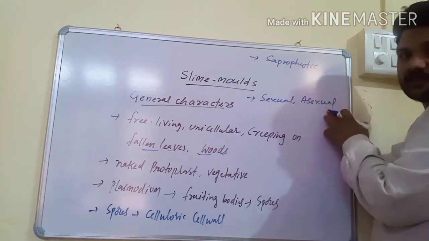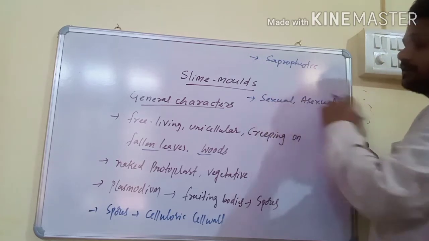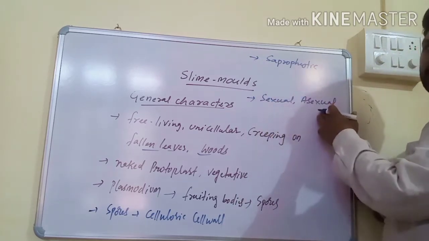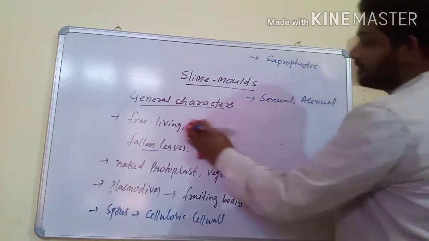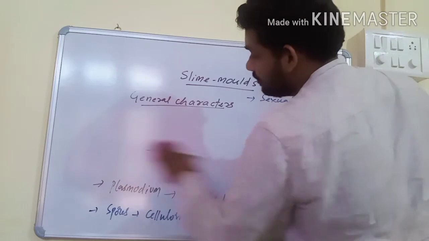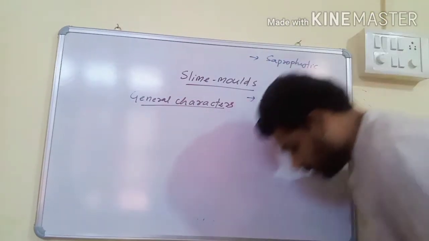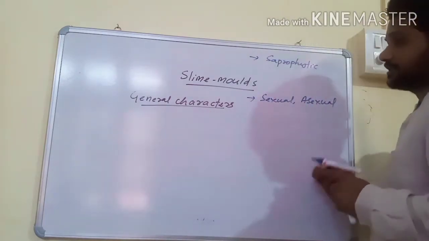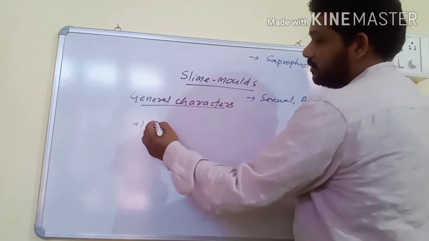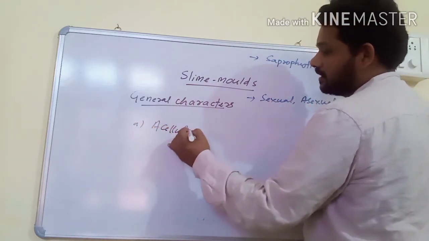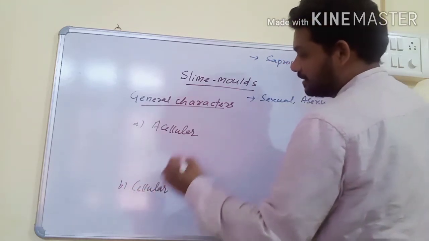Asexual reproduction is mainly by means of spores. Sexual reproduction is the formation and fusion of gametes. So these are some important general characters of slime molds. Slime molds are usually grouped into two categories: cellular and acellular slime molds.